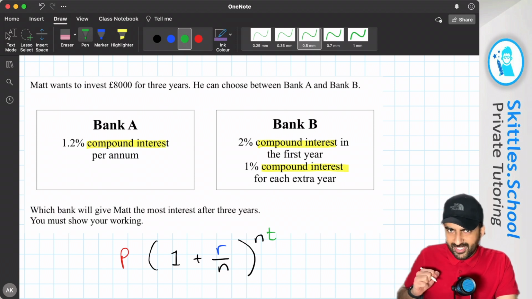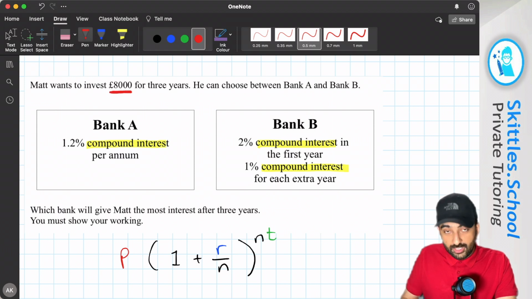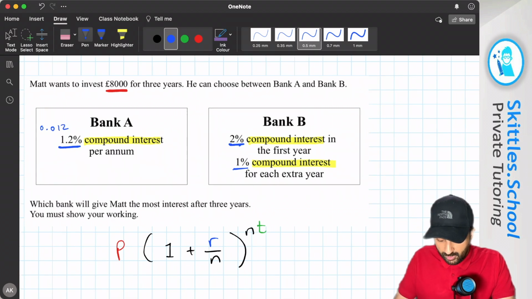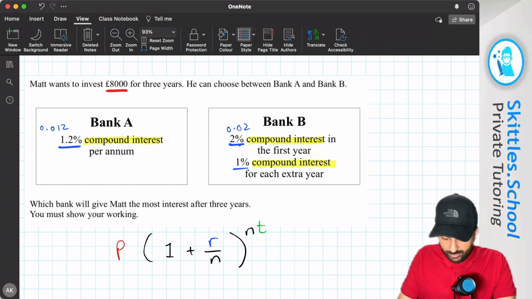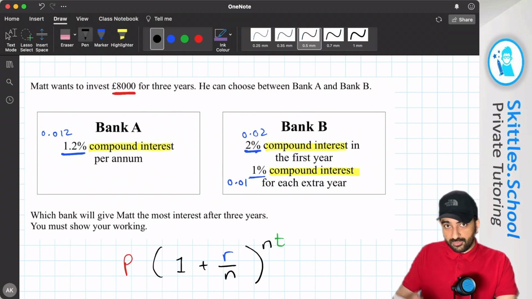So let's go through what each one of these letters means. The letter P is the principal. In this case, the principal is 8,000. It's the amount of money that he starts with. The letter R is the percentage rate. But to use it in the formula, we have to change it to a decimal. So 1.2% would become 0.012. 2% would become 0.02. And 1% becomes 0.01. The N is the number of times it's compounded in each time period.